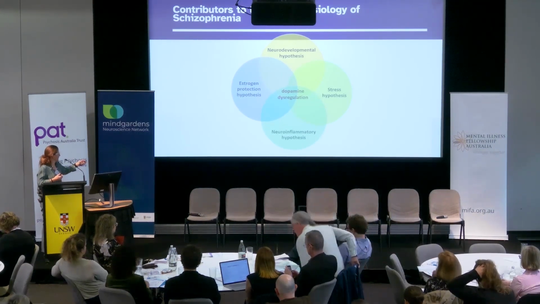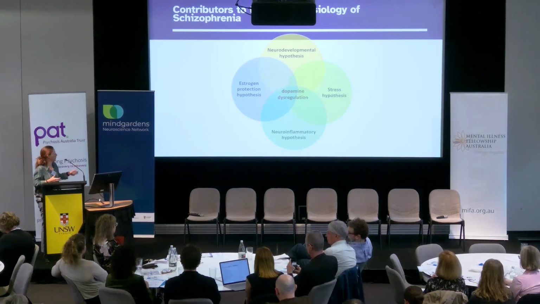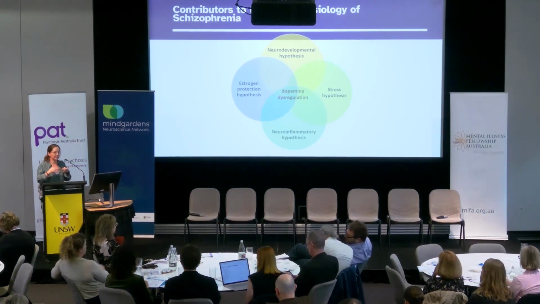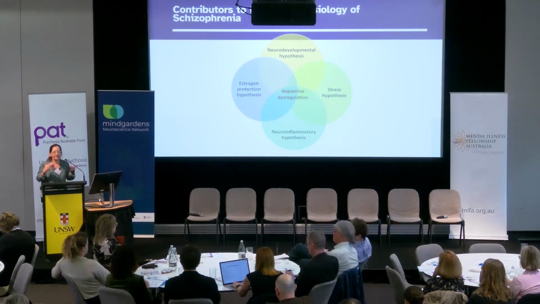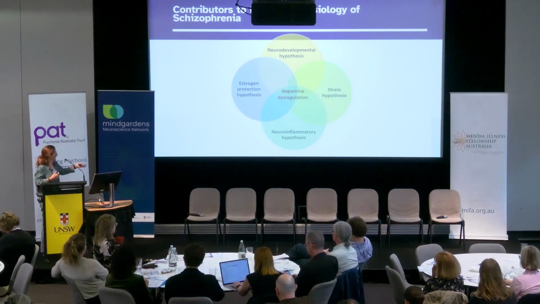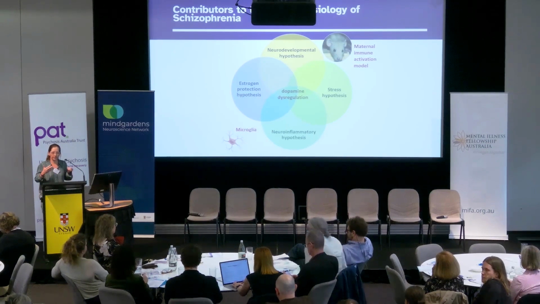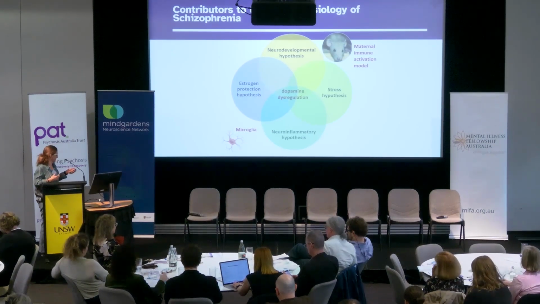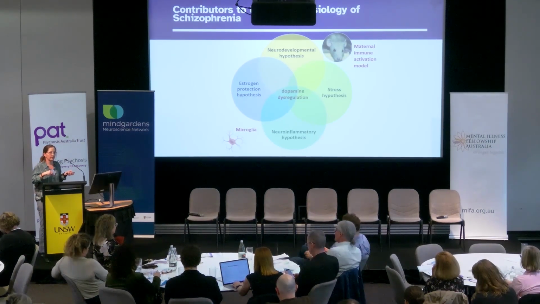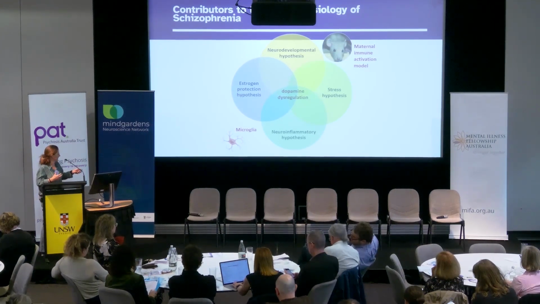We also have the neuroinflammatory hypothesis of schizophrenia, and Cindy's talk was alluding to that, where we've discovered that there is evidence of neuroinflammation in the midbrain, in the substantia nigra and the ventral tegmental area, that may contribute to the dopamine dysregulation. And microglia are the main immune cells that reside in the brain, and we've discovered evidence that microglia might be altered in the midbrain in people with schizophrenia.